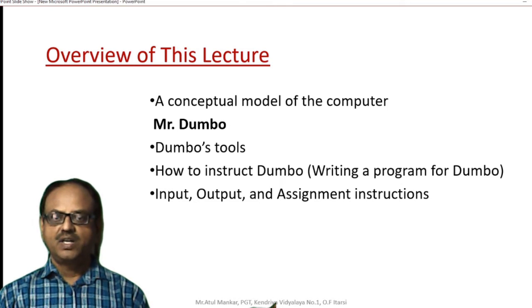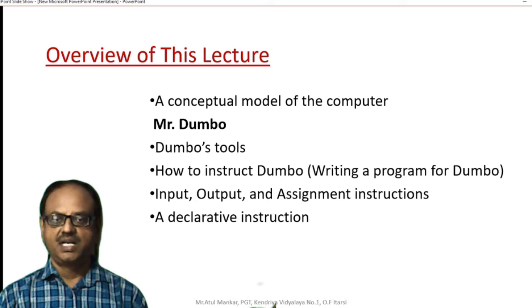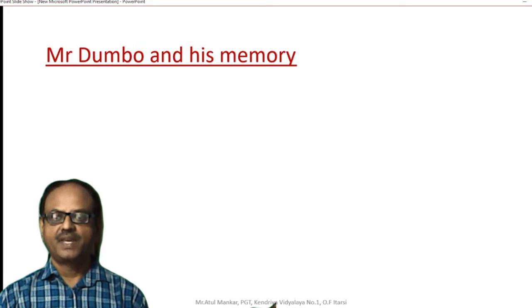The terminology that is important is input, output, and assignments. We will learn how to use this terminology so that Dumbo can understand our input and give us output by doing certain assignments. We'll also see the declarative instruction, how it is necessary and what happens if we don't declare the instructions clearly.